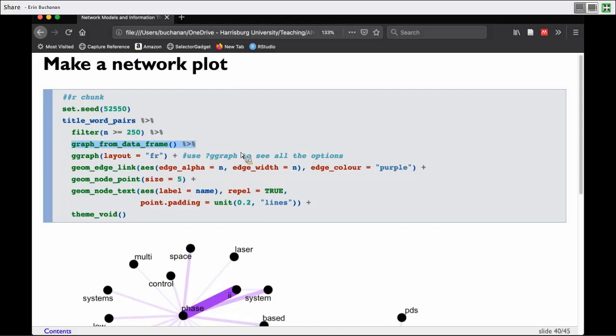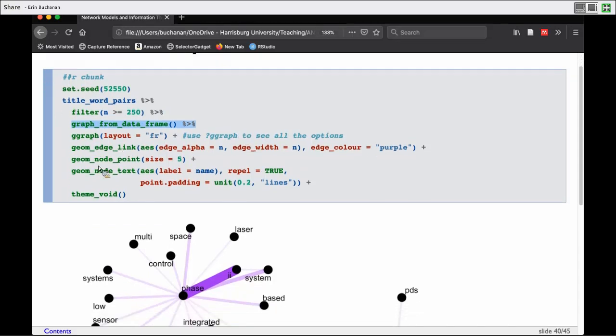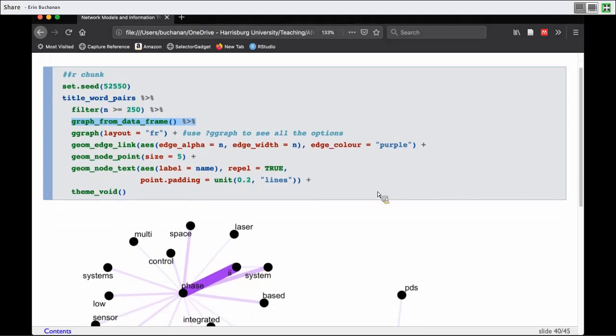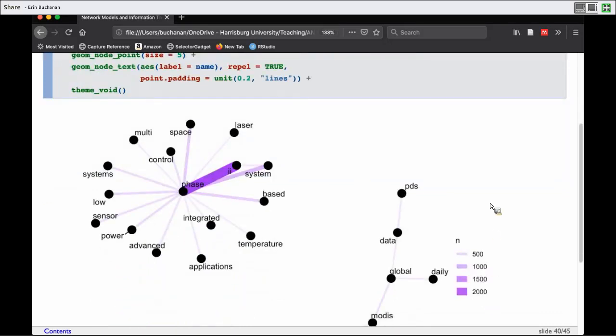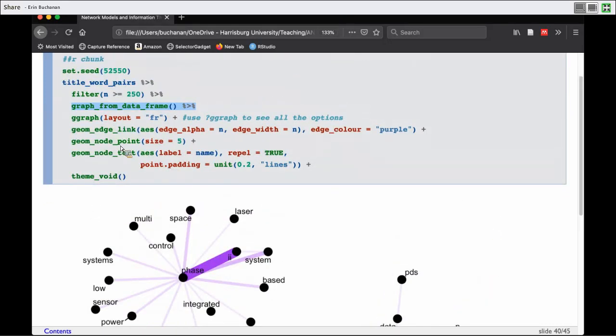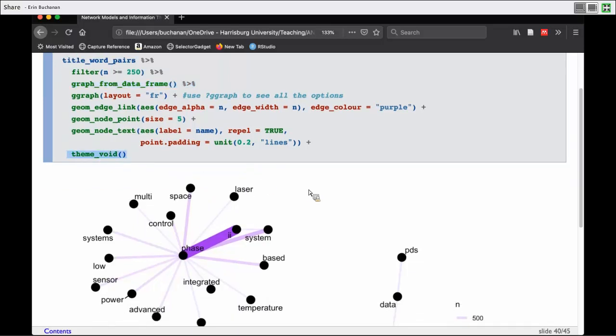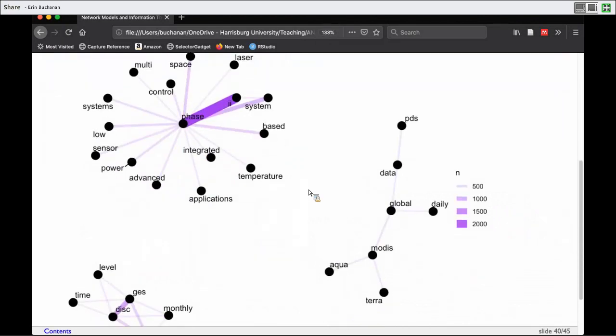We're going to graph from data frame, using ggraph. And you can play around with all of this stuff. I just took this from the example because I'm not very good at ggraph. I'm good at ggplot, but not ggraph. And all of these are like, what color are the edges? How big are the edges? Well, it's based on the sample size. How big are the points? How big are the labels? How close to the labels do you want the points? And then theme void here deletes this gray background.